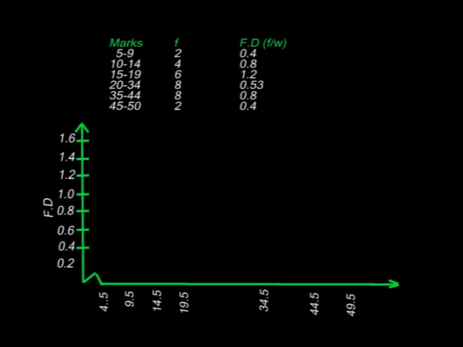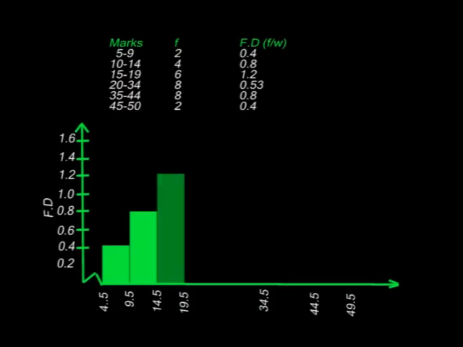So for the first bar, 4.5 to 9.5, that is an interval of 5 and the frequency density is 0.4. So there we have that. Next, we have a bar of equal width as the first one. 9.5 to 14.5 again is a difference of 5, so the bar has the same width. Frequency density 0.8, we have it there. The third one again has an interval of 5, same width, with frequency density of 1.2.